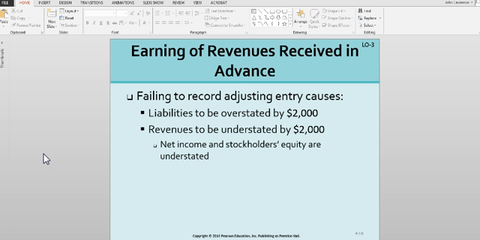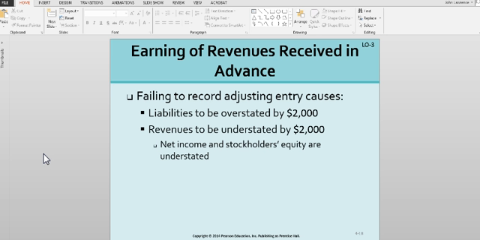If we did not properly make that adjusting entry at the end of January, our liability account would be overstated by $2,000. We'd still have $6,000 sitting in our deferred revenue account. And likewise, our revenues would be understated. We would not have recorded that proper revenue of $2,000. So again, adjusting entries help to recognize the implicit transactions related to an explicit transaction at the end of a period in order to make our balance sheet and our income statement properly apply the matching principle and properly state the accounts that we're looking at.